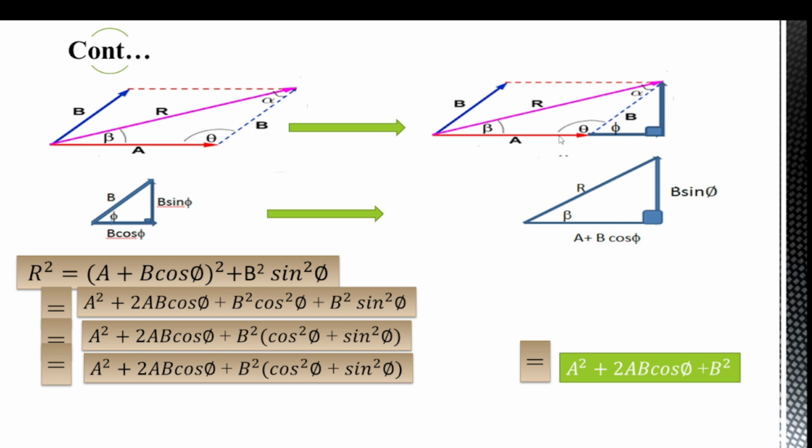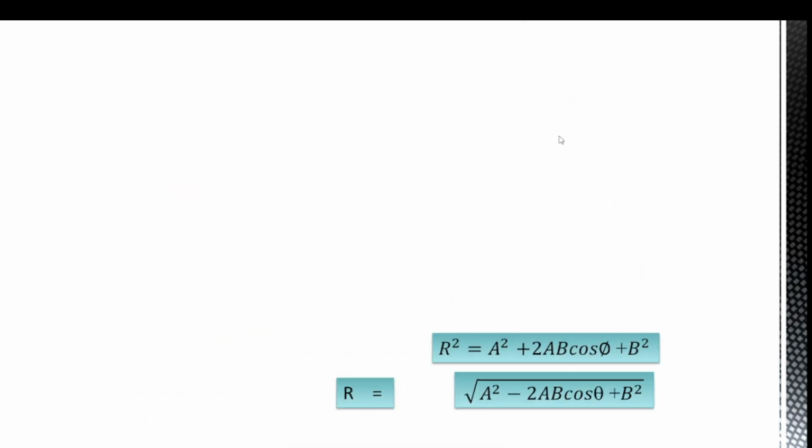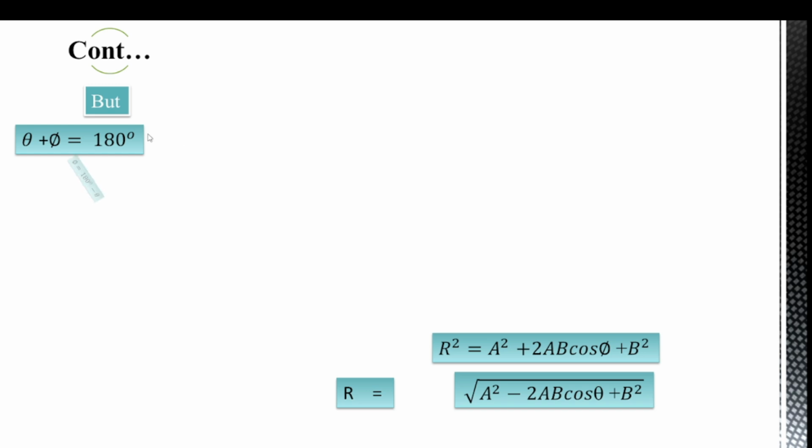Look here, theta plus pi is equal to 180 degrees. Why? Because it is a straight angle. Look, if so, just take theta to the right side and then it becomes 180 degrees minus theta, which is equal to pi.